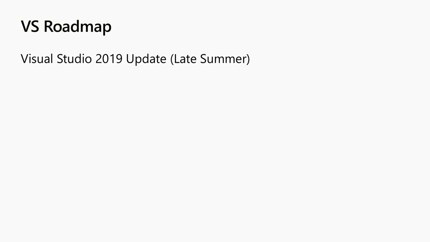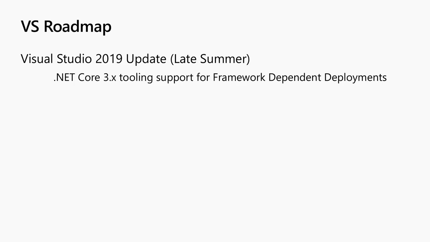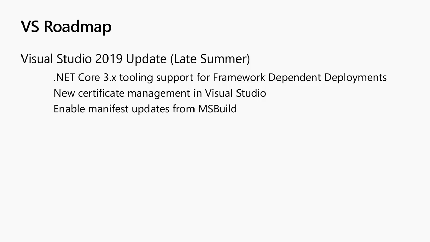And just sharing some ideas from the Visual Studio roadmap. Late this summer, we will release the version of Visual Studio that supports self-contained applications for .NET Core 3 apps. That's a key concept to modernize your apps. The new certificate management UI in Visual Studio is also coming with the same version. Also, how to update the manifest from MSBuild to avoid that PowerShell script that we were using, and the app installer templates that I showed you.